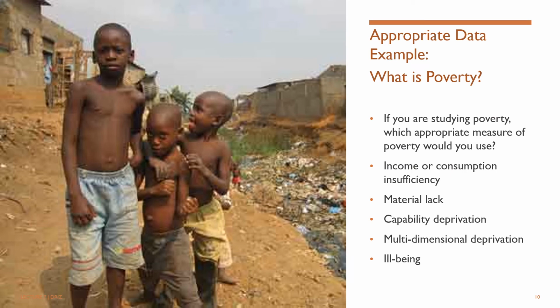Let's take a look at an example for selecting an appropriate secondary data. Here we have the research question, what is poverty? Although we all believe we know what poverty means, it actually has several dimensions. Income poverty or consumption poverty refers to the insufficiency of income to be used to meet consumption needs. Economists define poverty in this way.